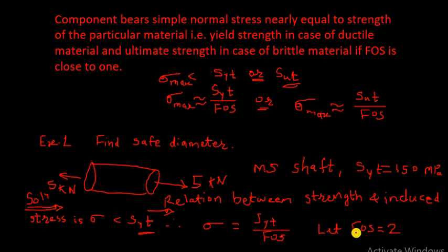If the factor of safety were 1, let us say, here I can explain, then our strength will be very close to the SYT or SUT. If I put the value 1 here, you will find that sigma max, that is the induced maximum stress, will be nearly equal to the SYT. But generally we take the FOS, that is the factor of safety, more than 1, let us say 1.5 or 2.